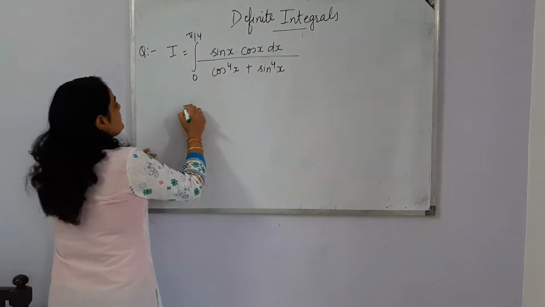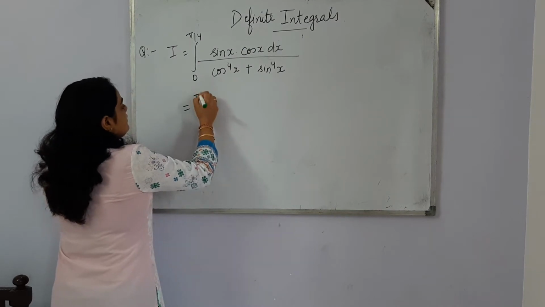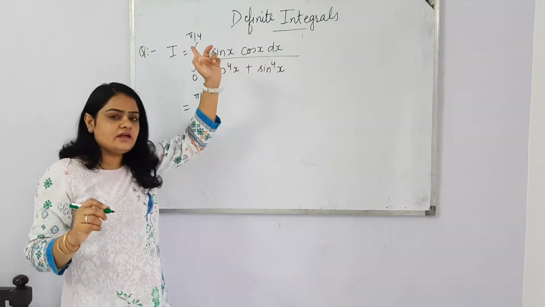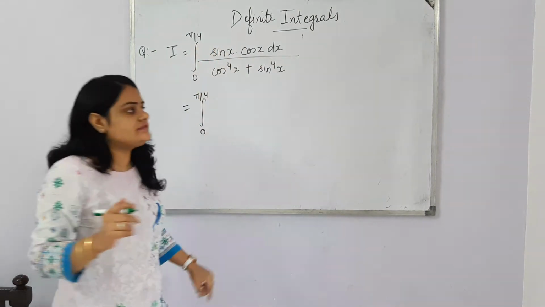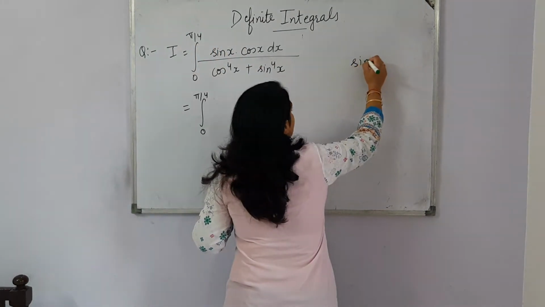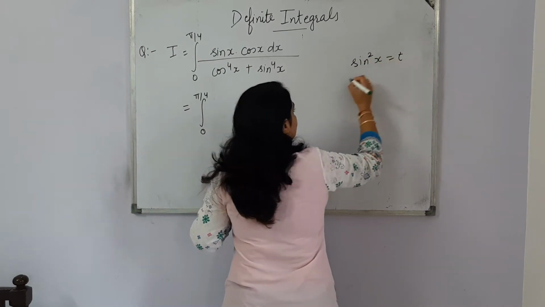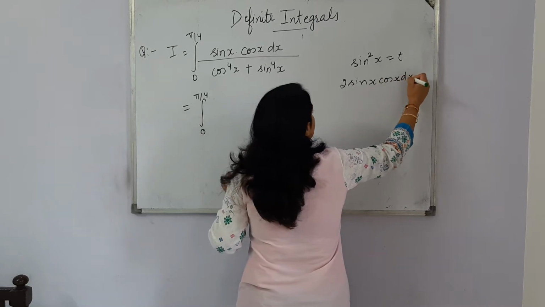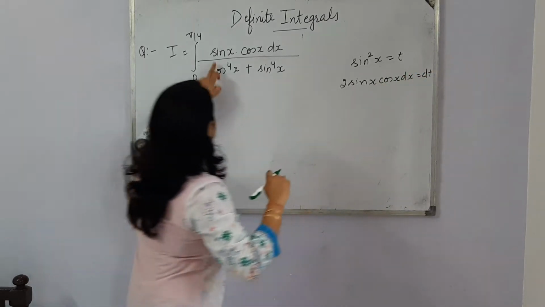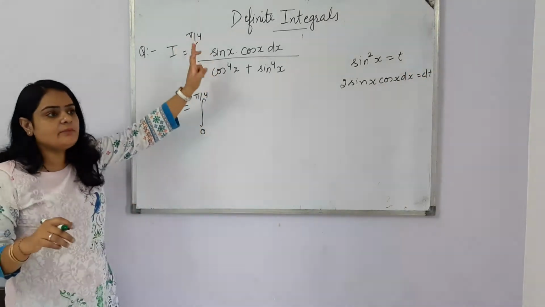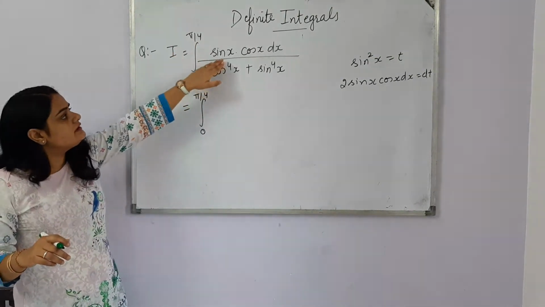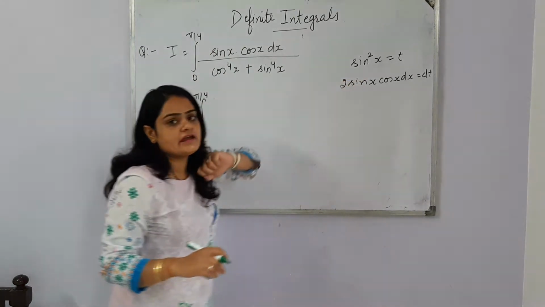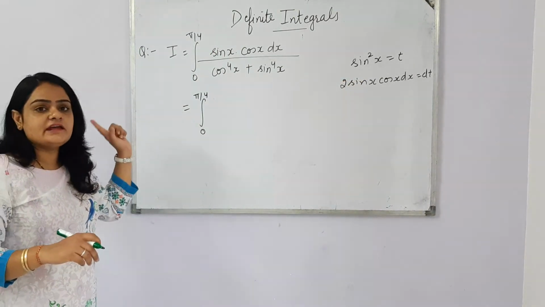Now, of course, sin x cos x is there. It can be the derivative of sin square x. If we are substituting sin square x is equal to t, then we are getting 2 sin x cos x dx is equal to dt. So if we are multiplying with 2 and dividing with 2, we are getting this is the derivative of which function? Sin square x. So we need to substitute sin square x is equal to t.